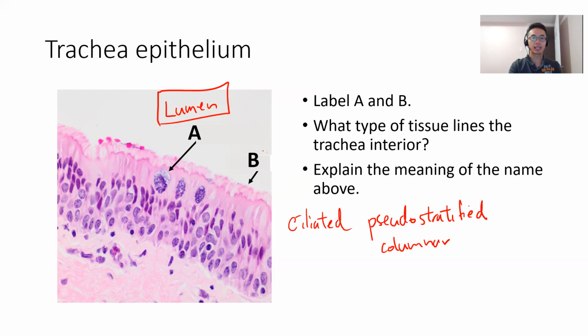Okay. So B is pointing at the cilia, and A is pointing at the goblet cells. Of course, the goblet cells are important for making the mucus, which traps like the bacteria or dust particles, and then the cilia will get rid of them. Okay.